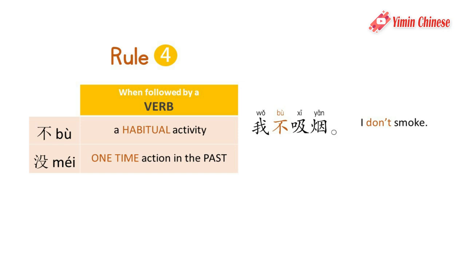So here we use 不 for a habitual activity. Now let's use 没. When we say 我没吸烟, it means I didn't smoke. Maybe you smelled smoke but it was not me, I was not smoking. So you see, when 没 is followed by a verb, it's just a one-time action in the past. This is a very important difference for 不 and 没.